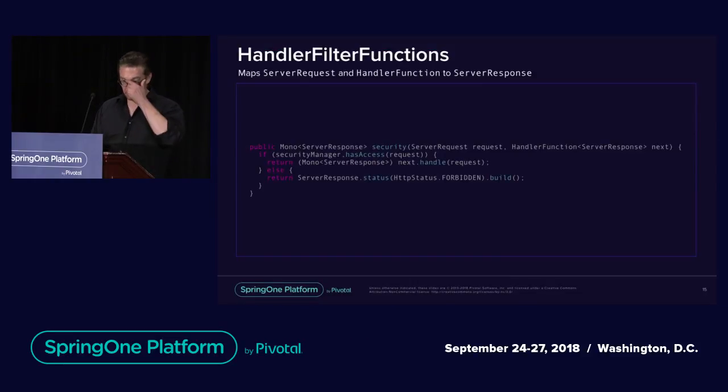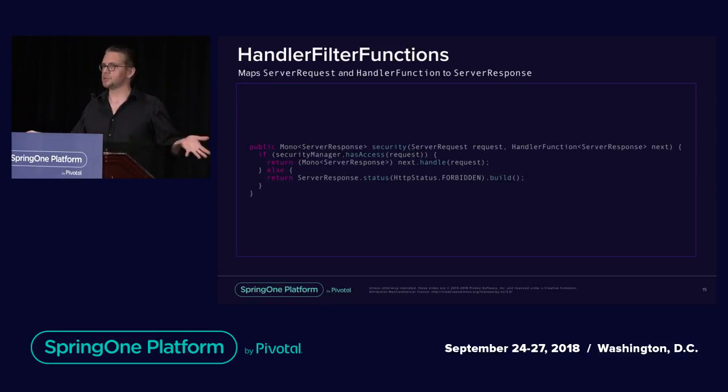Now, the last thing I want to talk about today before we go into questions is the most advanced topic, I would argue, the handler filter function. So what's a handler filter function? The answer once again is at the top. A handler filter function maps a request and a handler function to a response. And that handler function is basically the next handler function that's actually going to be invoked. So you can also stop invoking it, like I do here.